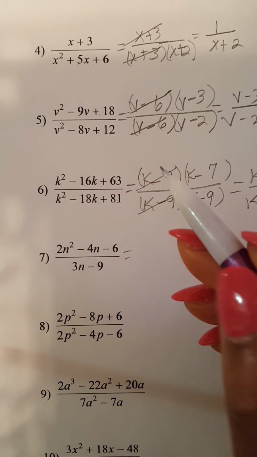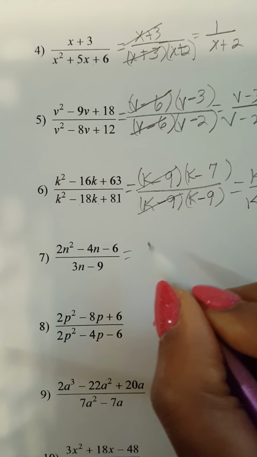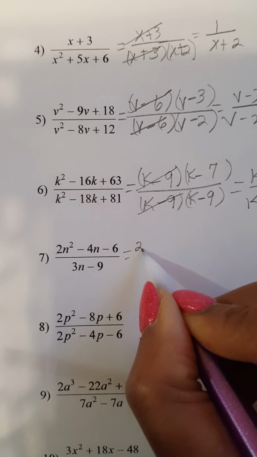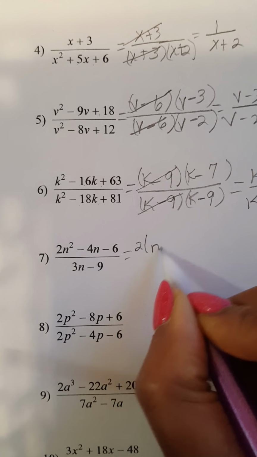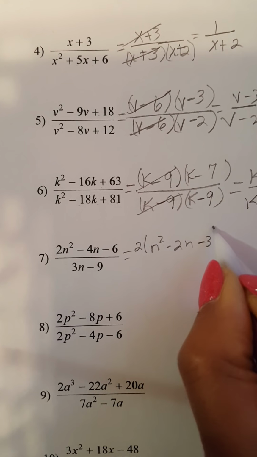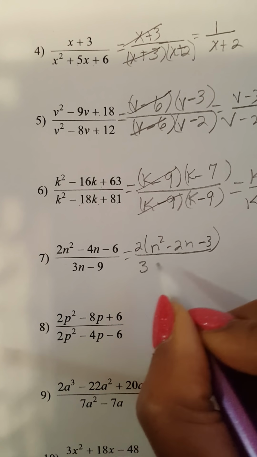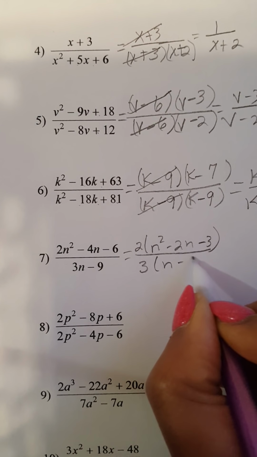Now don't forget the first step in factoring is a GCF. And we have a GCF in the top. We can take out a 2. And that leaves us with n squared minus 2n minus 3. And on the bottom, we can take out a 3. That leaves us with n minus 9.